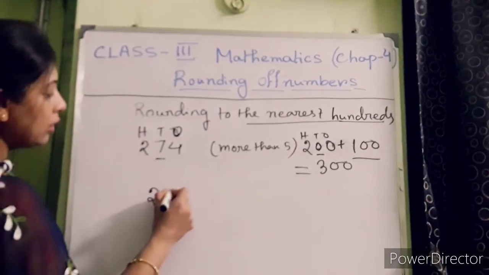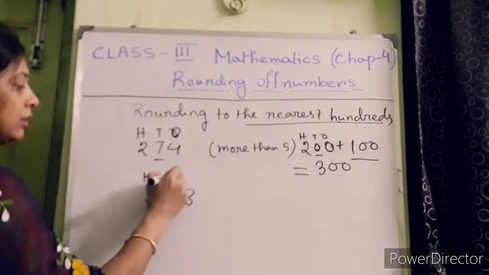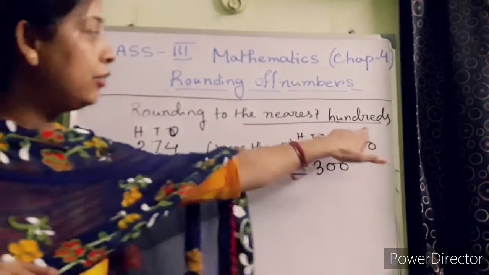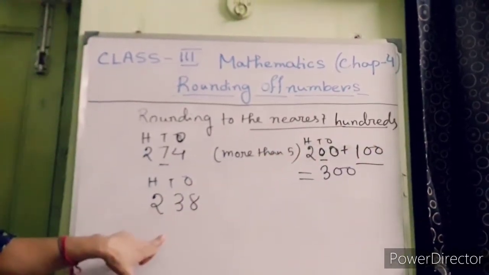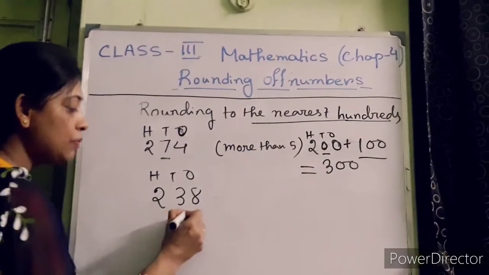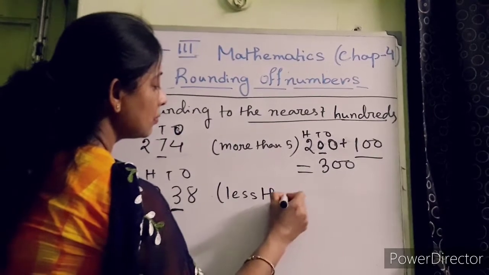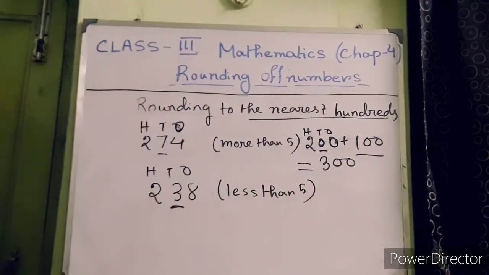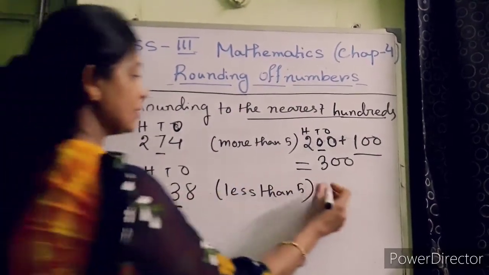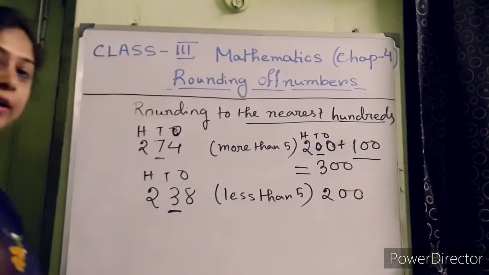Suppose your number is 238. According to the rule, you have to observe which digit is present in the tens place. 3 is present in the tens place, so it is less than 5. So you put 0 in both places, tens and one place. So your answer will be 200. Clear?